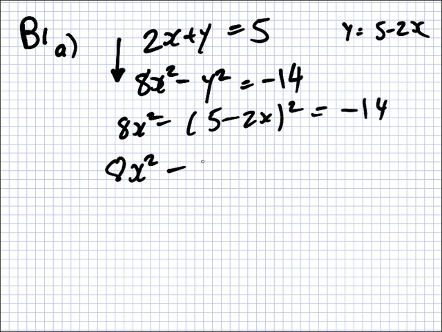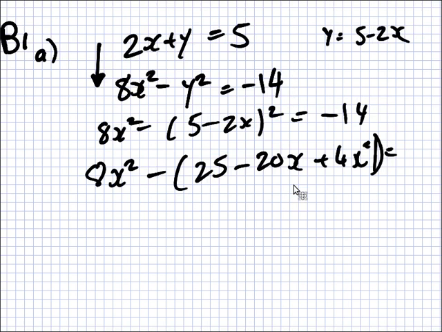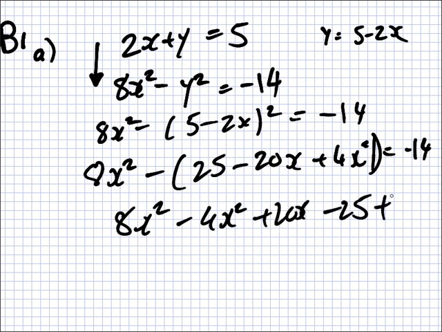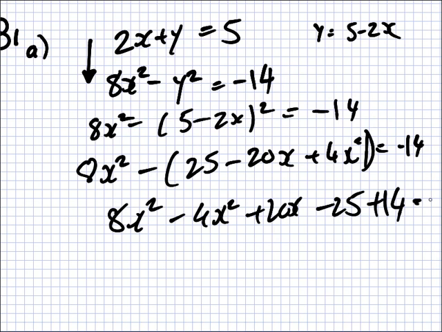8x squared minus 25 minus 20x plus 4x squared equals minus 14. So that's 8x squared minus 4x squared plus 20x minus 25 plus 14 equals 0. 4x squared plus 20x minus 11. Yes, 11.